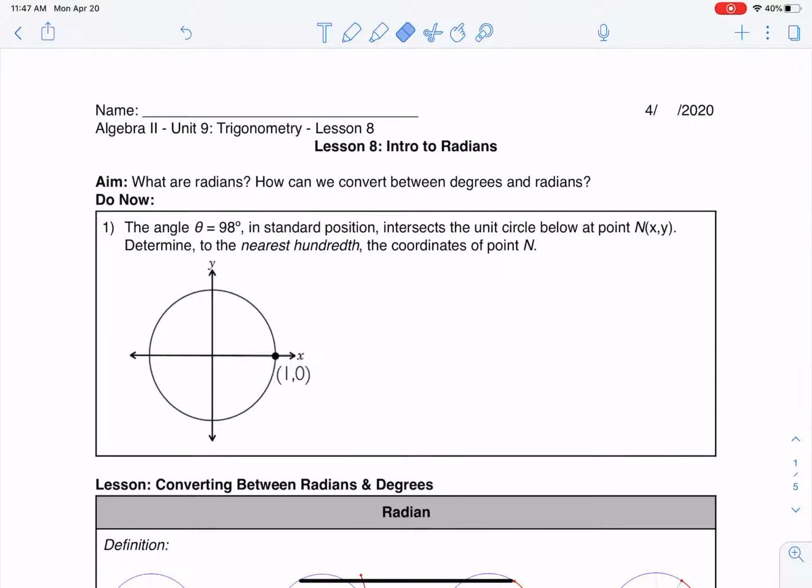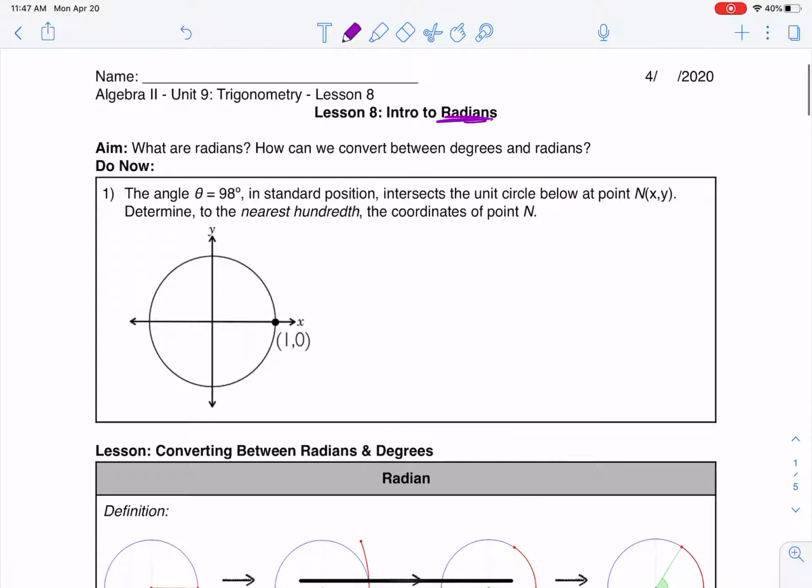Today what we're looking at is Lesson 8, an intro to radians. It's really just another way that we measure angles. So what we're going to look at today is what are radians and how can we convert between degrees and radians.